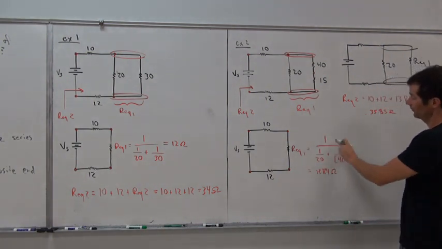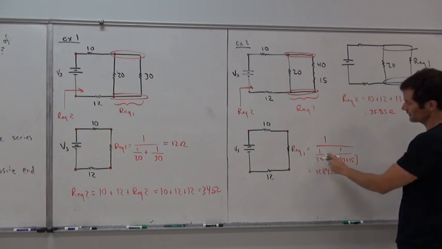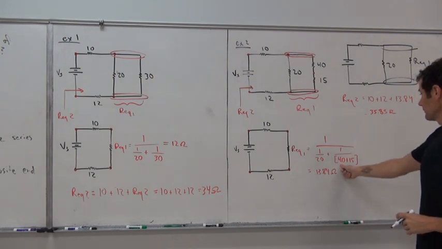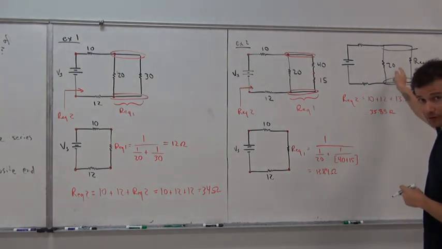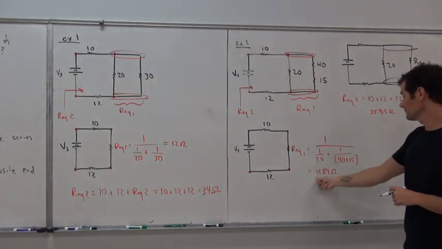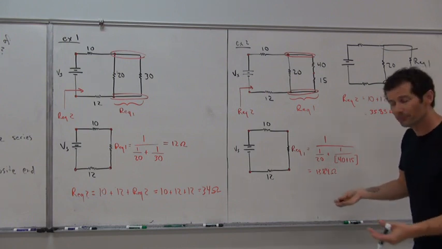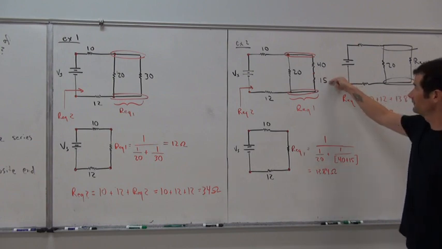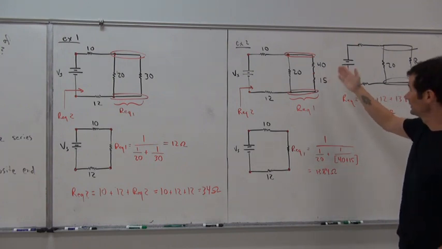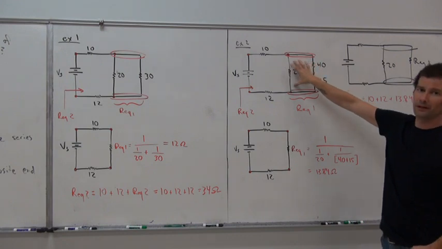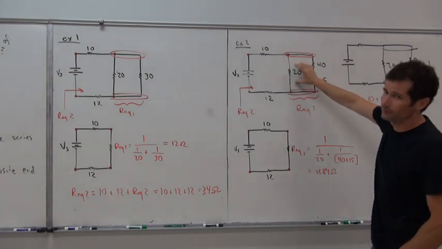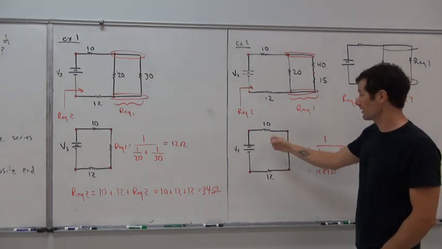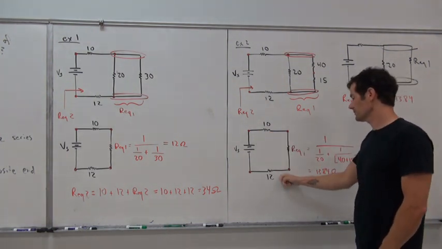And so sure enough, 1 over the summation of those, so that's 1 over 20 plus 1 over the series relationship of 40 plus 15, which is what we showed right here. And so that becomes 13.84 ohms. So once we actually combine 40 and 15 together, that gives us 55, and then we combine that equivalence in parallel with 20, then that equivalence of REQ1 becomes in series with 10 and also in series with 12.